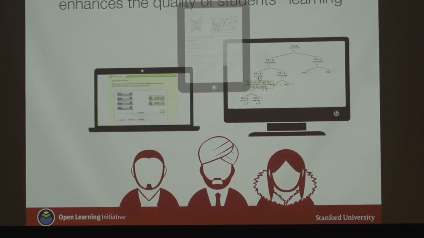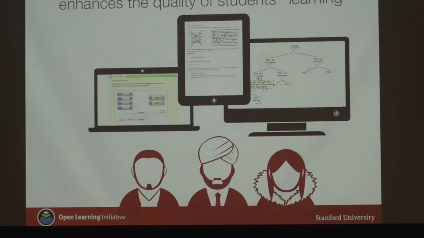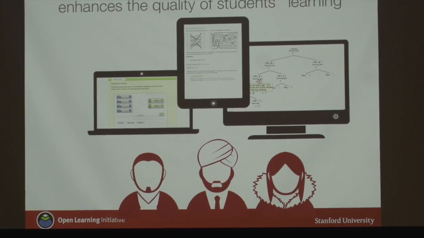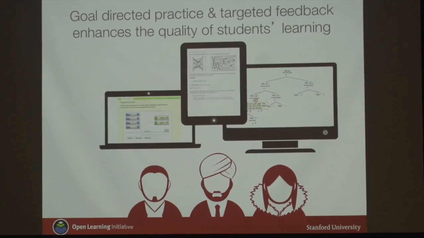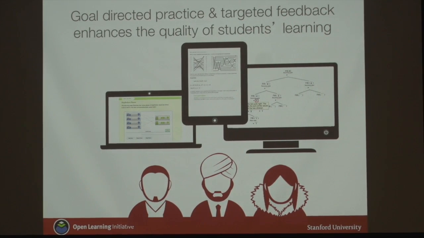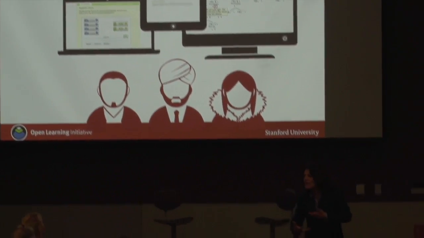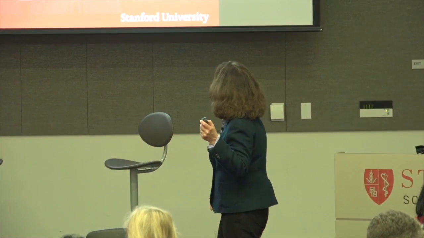So what do I mean by using research to inform learning? One of the things we know is that for some kinds of learning, goal-directed practice and targeted feedback enhance the quality of the student's learning. You saw a big move for a long time where people were deconstructing complex knowledge and building interactive environments where students were interacting with the environment, moving towards a goal, getting feedback, and we could show that we could actually accelerate learning in those kinds of environments.